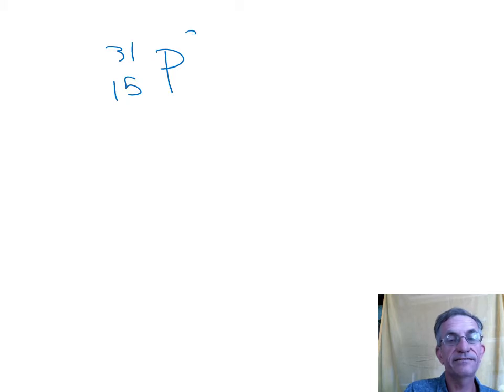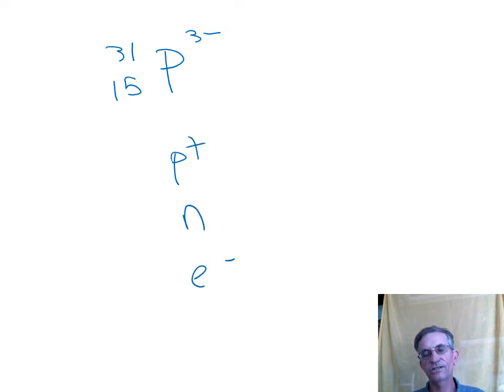All right, let's try one last one. What if you saw this guy right here? 31 15 P 3 minus. Tell me all about this ion. Got a charge. How many protons? How many neutrons? How many electrons? I want you to try this one. I want you to think about it. Let's confirm that it's making sense. I hope it is.